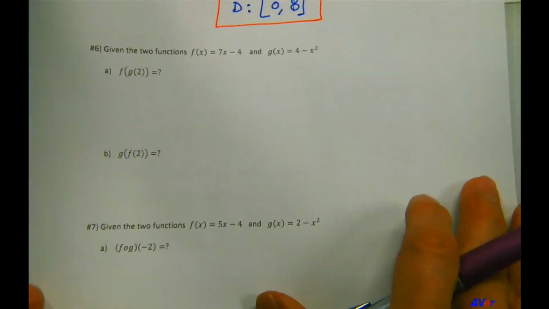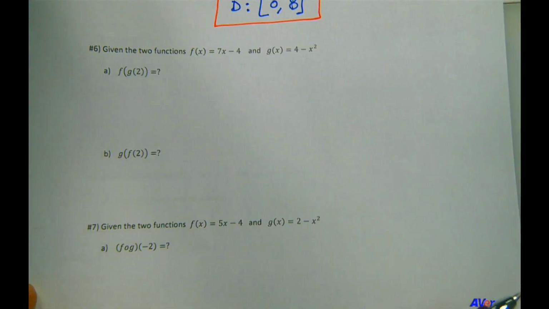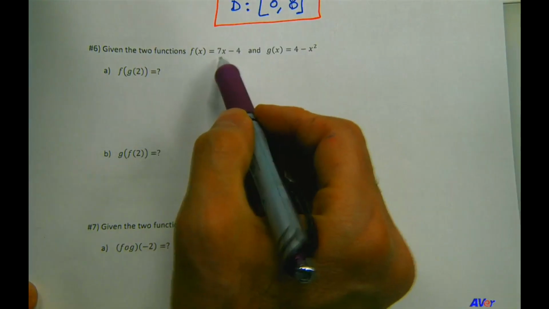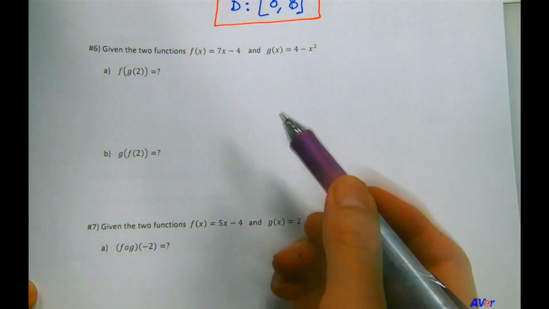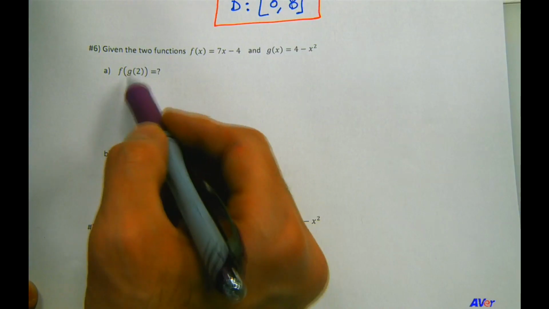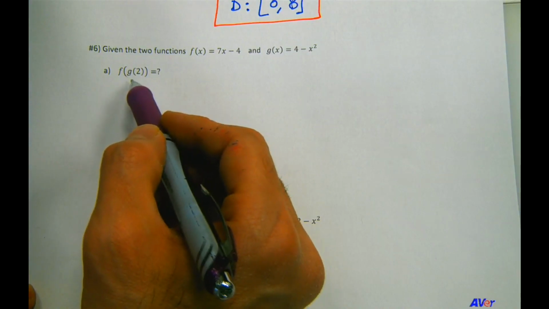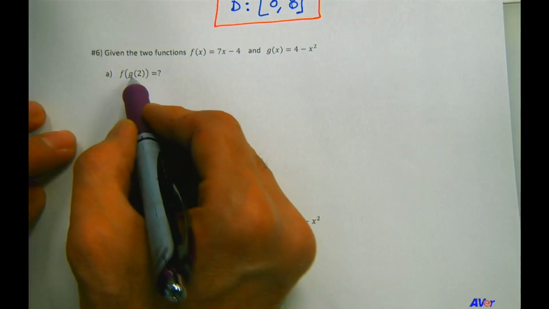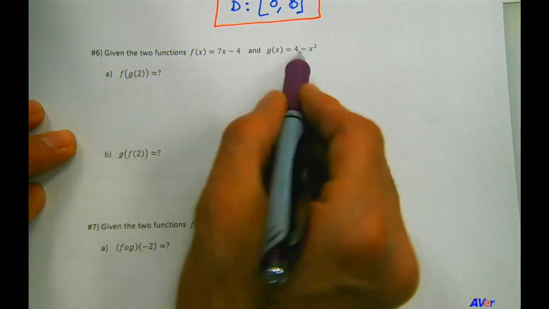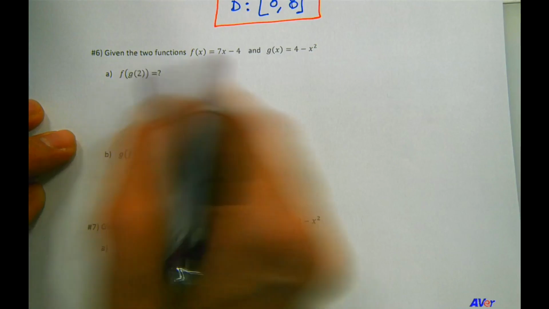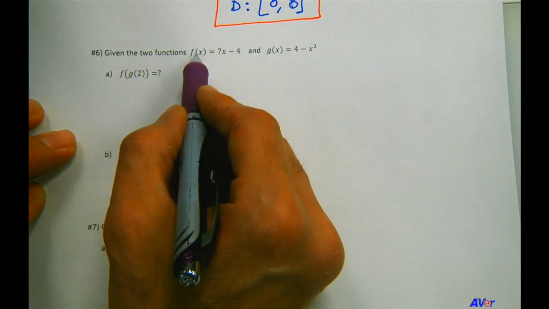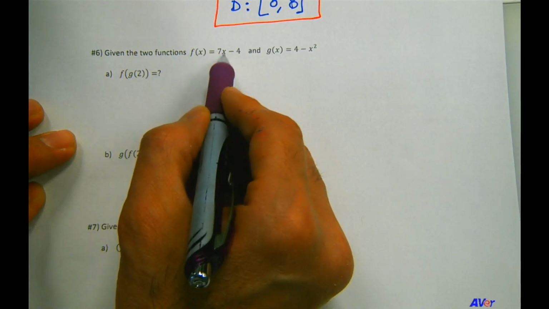So now we get to composite functions. The composite functions are, as we said, when one function is placed inside another function. In this case, this notation, we talked about this earlier, is saying evaluate the function g at 2, and whatever the result is, put it inside function f, where the x is, right?